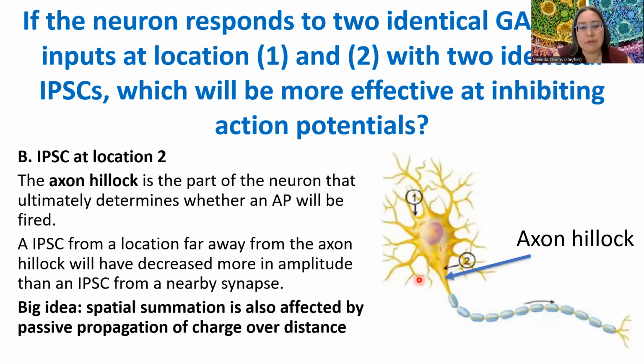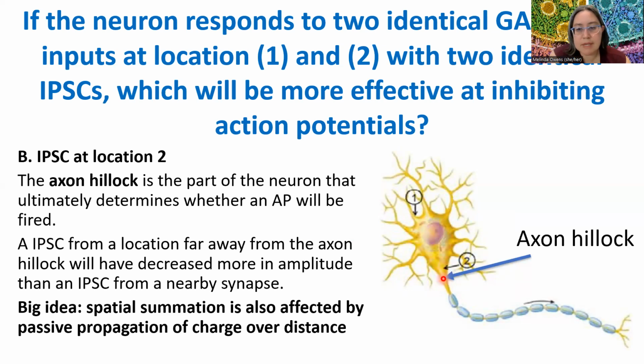And so if you go back to cable theory, we know that voltage decays over distance. This synapse is quite far from the axon hillock, and so its voltage change will decay quite a bit by the time it gets here. On the other hand, this one is very near the axon hillock, so it won't decay as much. It will be felt with full force over here at the axon hillock.